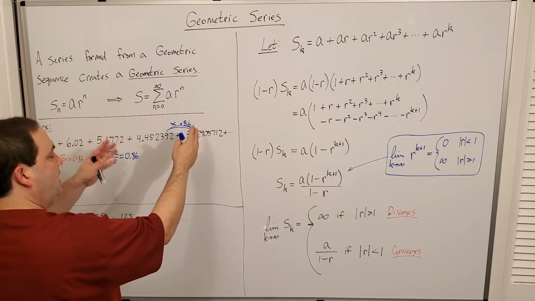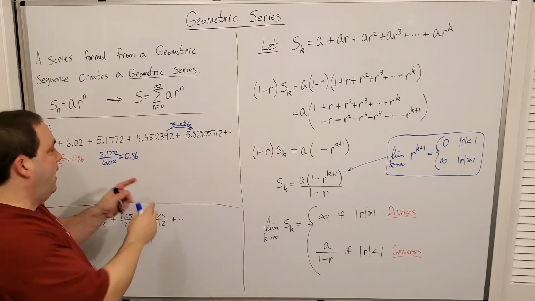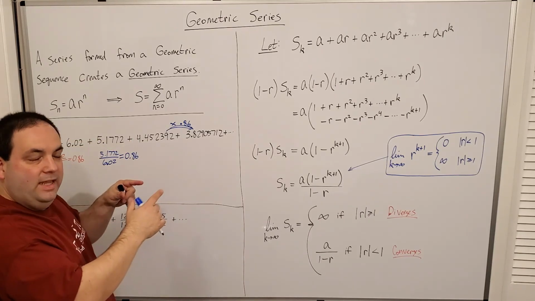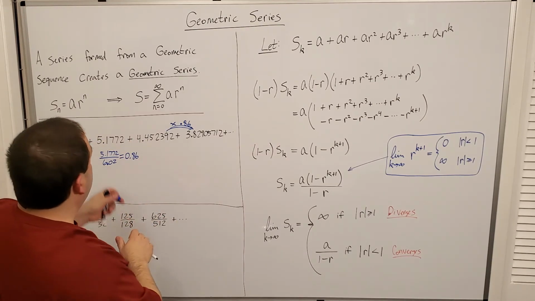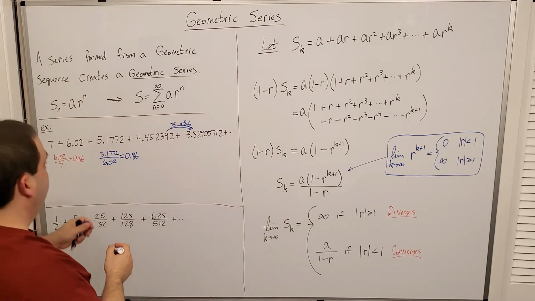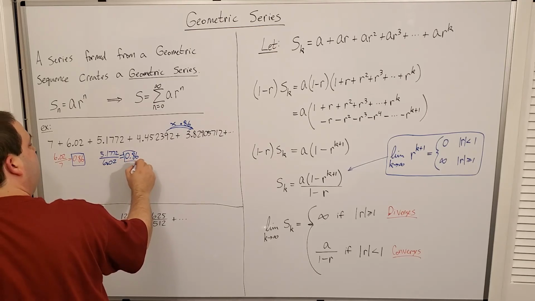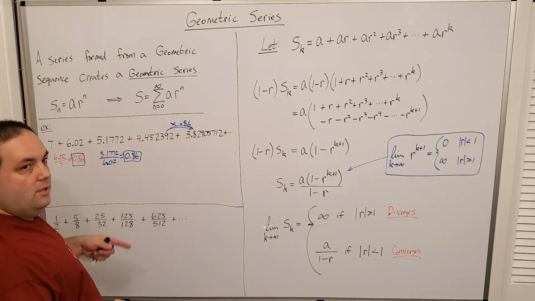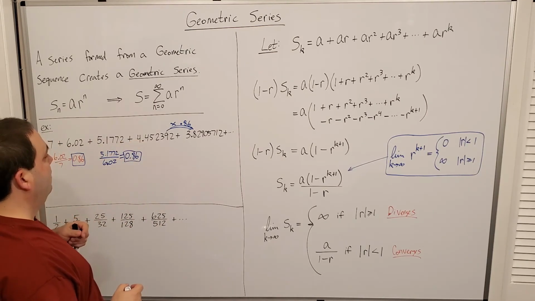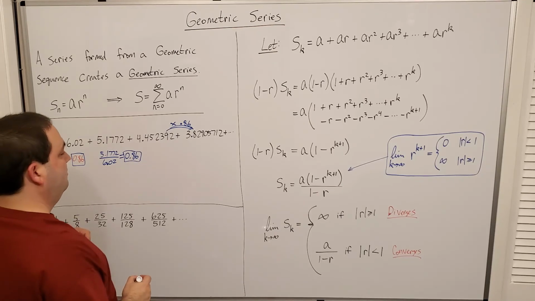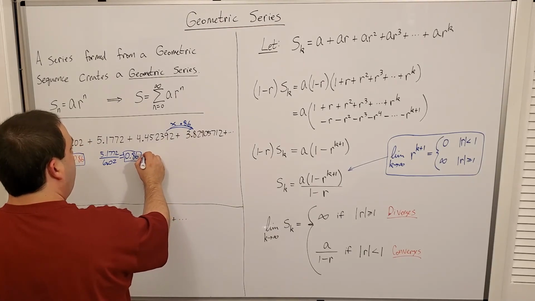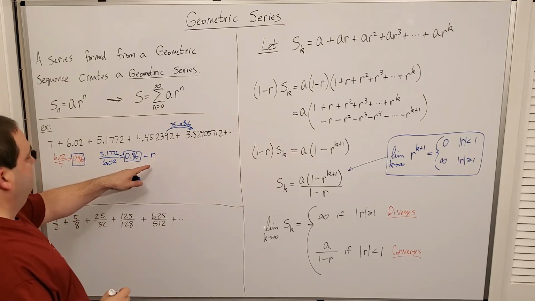Okay? So it's the constant rate. It's a ratio between any two given consecutive terms. And that's why we're using R for it right here. The fact that I'm getting the same thing every time I divide tells me that this is a geometric sequence being summed to form a geometric series. So therefore, the 0.86 is my R.